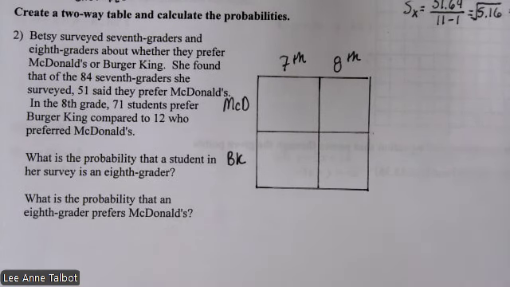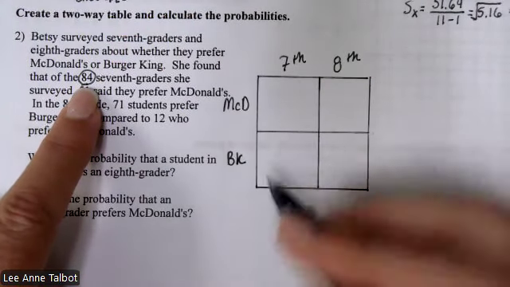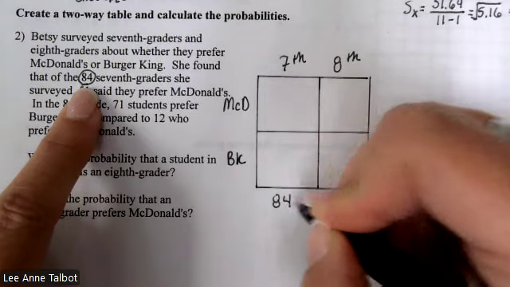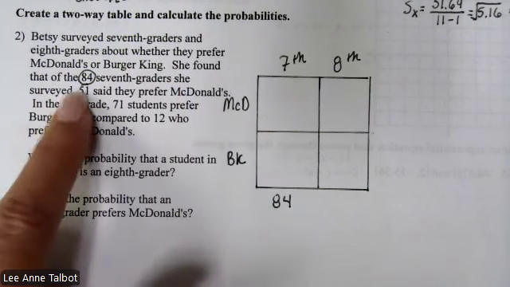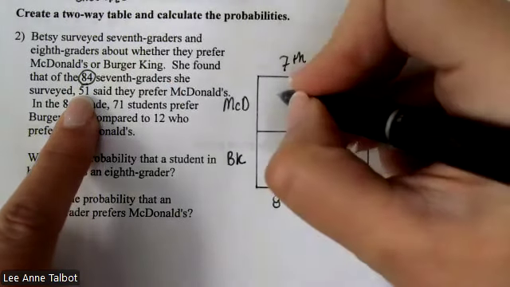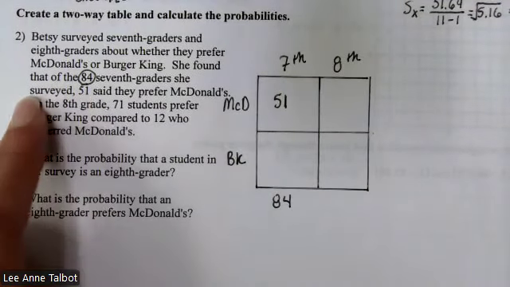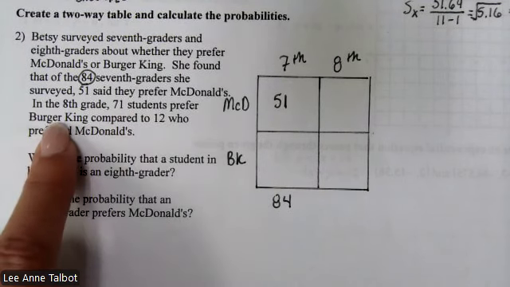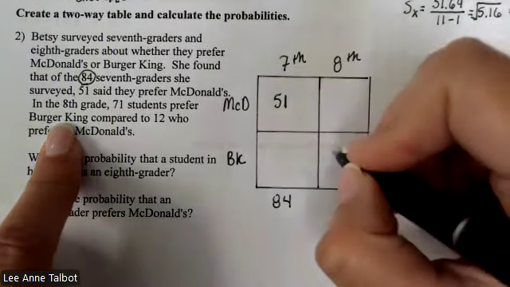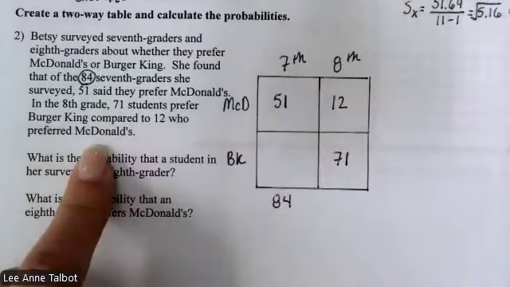Anyway, she found that of the 84 7th graders, okay, so there's 84 7th graders. That means that's total 7th graders. She surveyed 51 said they preferred McDonald's. So 7th graders who prefer McDonald's is in that box. In the 8th grade, 71 students prefer Burger King compared to 12 who preferred McDonald's.